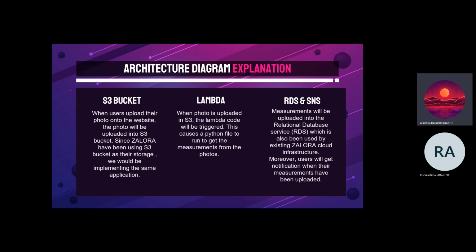The user will be able to upload a photo, and this photo will be uploaded into the S3 bucket. Thus, it triggers the Lambda code that contains a Python file that helps to obtain measurements from the photo. After this, the measurements will be added into the Amazon RDS. Moreover, the user will get notified of the measurements using Amazon Simple Notification Service.